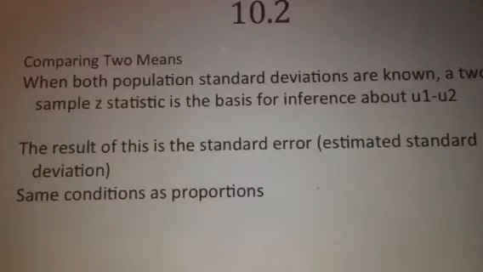In 10.2, we looked at comparing two means. When both population standard deviations are known, a two-sample Z statistic is the basis for inference about mu1 minus mu2. The result of this is the standard error, which is the estimated standard deviation. The same conditions are used as in proportions like we did in 10.1.